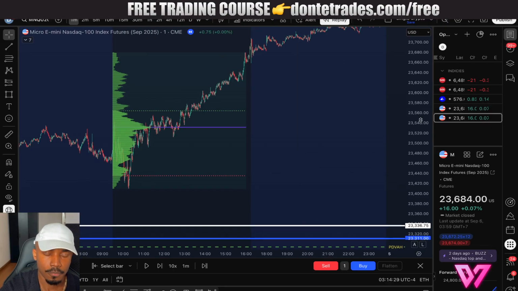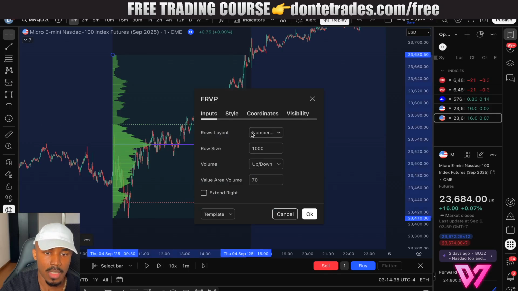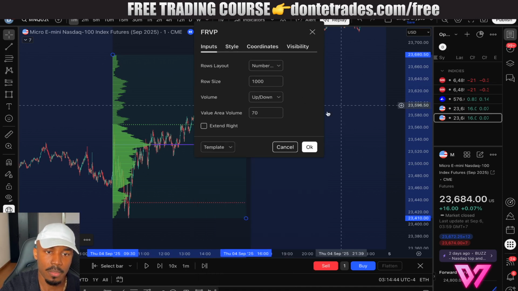So the previous day, 9:30 to 4 p.m. EST. So what you want to do now that we did that is mark this on the chart. You can see this is the value area high. And I'll just show you guys the settings here really quick. The style, you can have your style however you want. This is just how I have mine. You can literally set it however you want. It doesn't really matter. This is my inputs, etc.